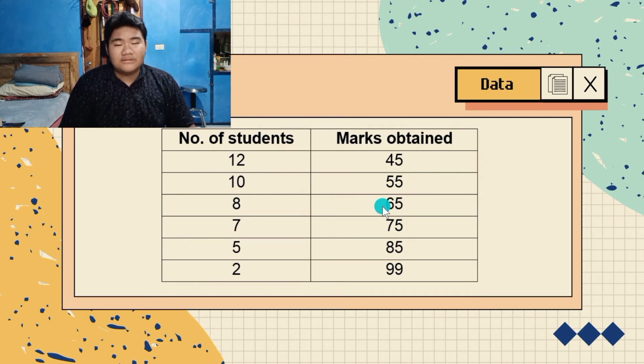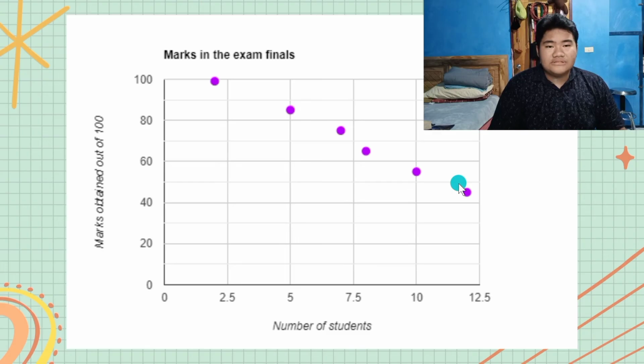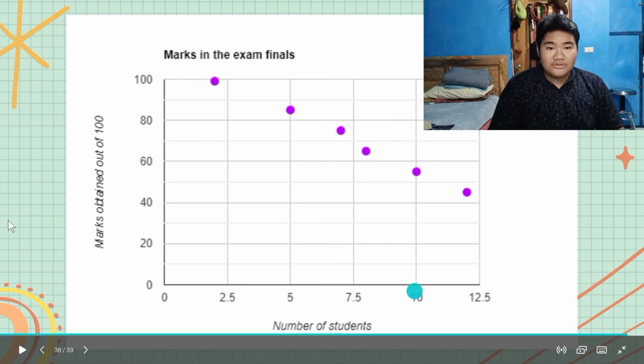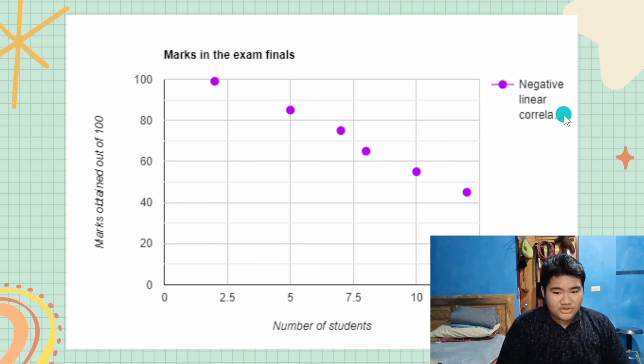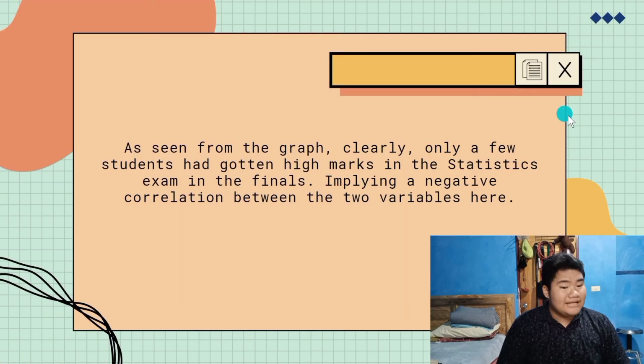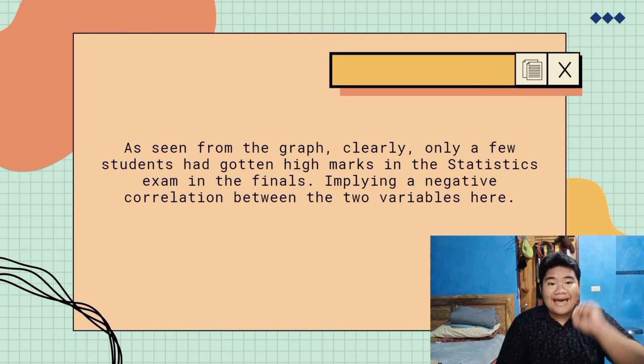And if we were to plot the x and y values, we are to see a linear pattern. Again, as the number of students increased, the marks obtained decreased. So, as seen from the graph, clearly only a few students had gotten high marks in the statistics exam in the finals, implying a negative correlation between the two variables here.